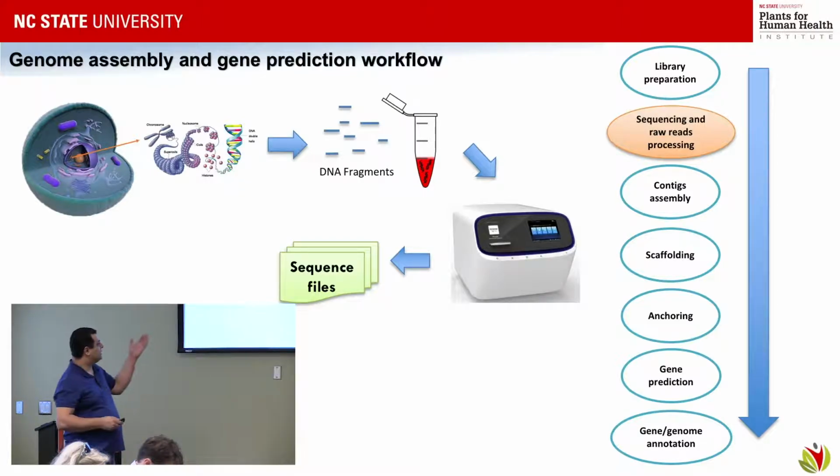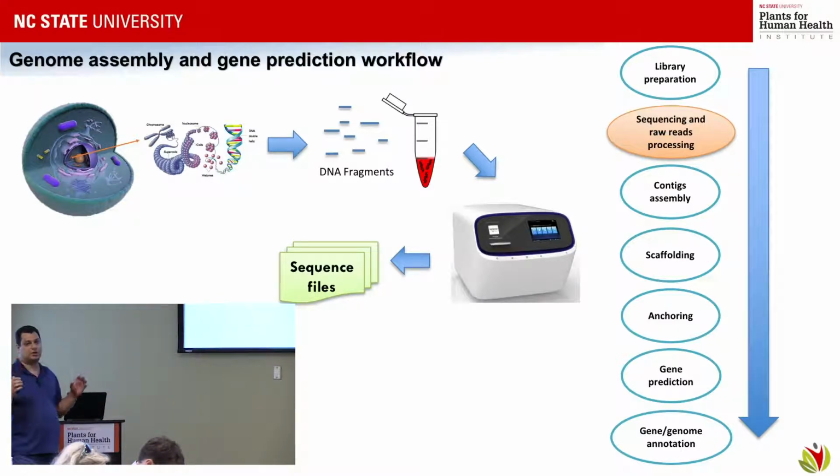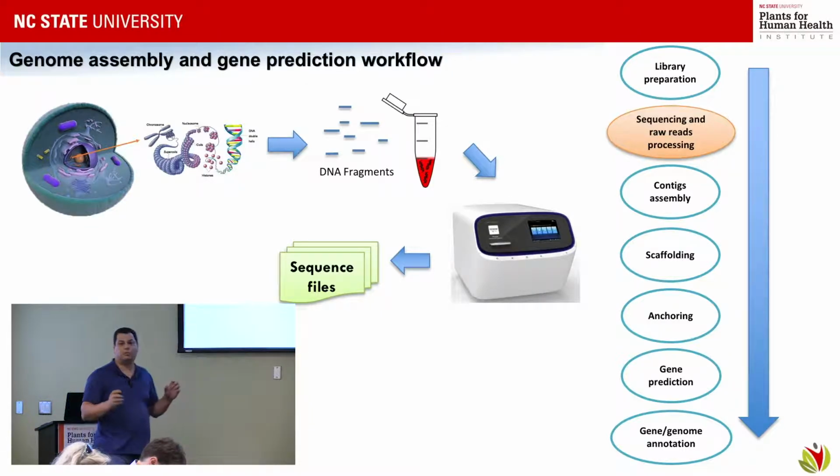Soon after, we receive some files that are full of reads. We call them reads because they are the reads from these DNA fragments. So we have the bases sequenced, and they are coming randomly from all different parts of the chromosomes.